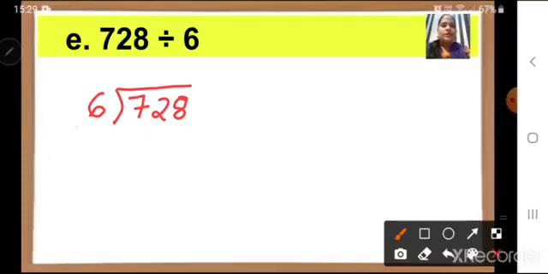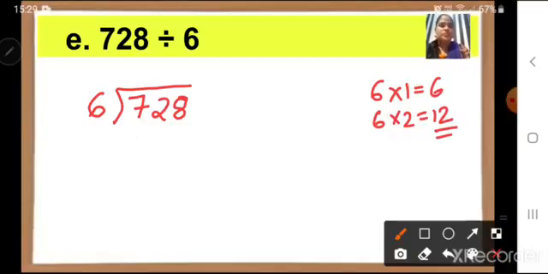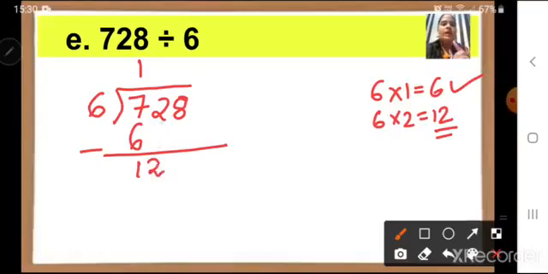Now let us divide. What will come here, children? We have number 7. So 6 ones are 6. 6 twos are 12. Now 12 will be bigger than number 7. So we have to take 6 ones are 6. So I will write here 6 ones are 6. Put subtraction sign and subtract. 7 minus 6 is equal to 1. Okay. The next step is to take the next number down, which is number 2. One number at a time. Okay. Don't put number 8 also. Only number 2 will come down.